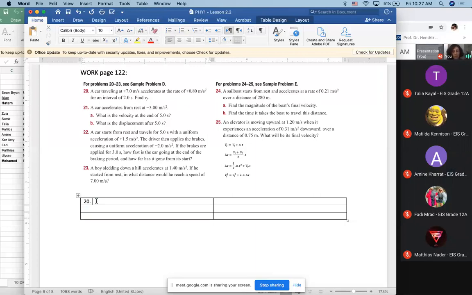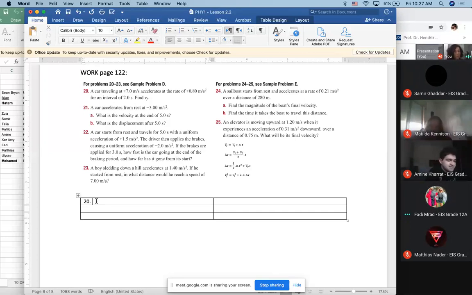Matthias can do number 20, and Fadi. I can do the first one. What's wrong, Samir? You guys, Matthias, please do number 20. Let me try to do number 20. Can I try, and if it's not gonna work, I will keep myself quiet. Okay, please try.